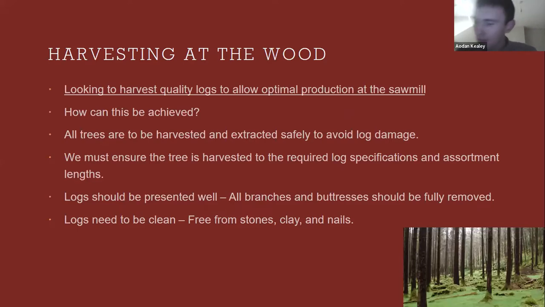The first process that the sawmill is involved in, I suppose, is harvesting the timber at the wood. When harvesting timber in the wood, we're just looking to produce quality logs and to allow optimal production at the sawmill. So how can this be achieved? All trees should be harvested and extracted safely to avoid log damage.